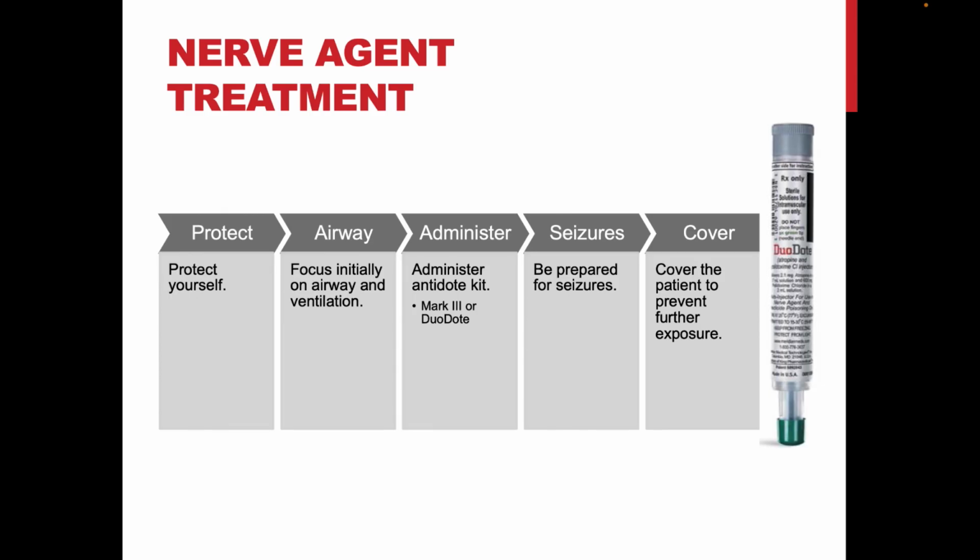When we're treating a nerve agent exposure, we're typically going to be using this medication called Duodote, which is a pre-filled auto-injector filled with atropine along with pralidoxime or 2-PAM, which is the antidote. The priorities are to protect yourself, focus initially on the patient's airway and ventilation, administer the antidote kit, which for us is typically going to be a Duodote, be prepared for seizures, and then cover the patient to prevent further exposure to others, such as simply with a blanket or a mylar space blanket.